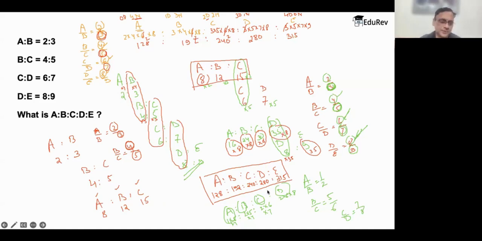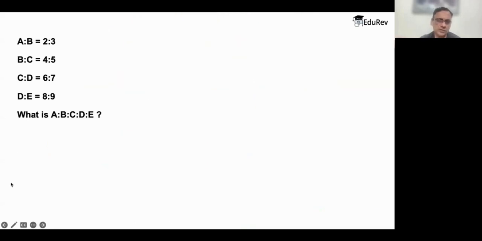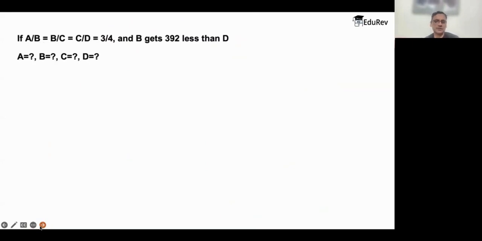Fine. So I hope you have been able to understand this, both the approaches, and do practice both. Both are very useful in solving questions. Great. Let's move on to the next question. Now, this again uses the same thing. Very interesting question.